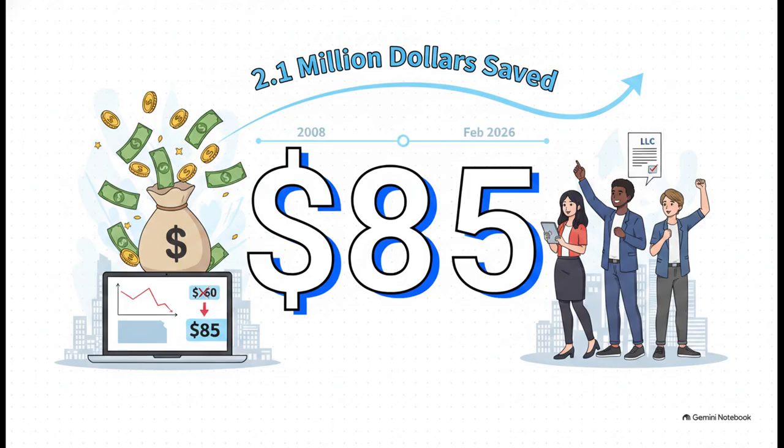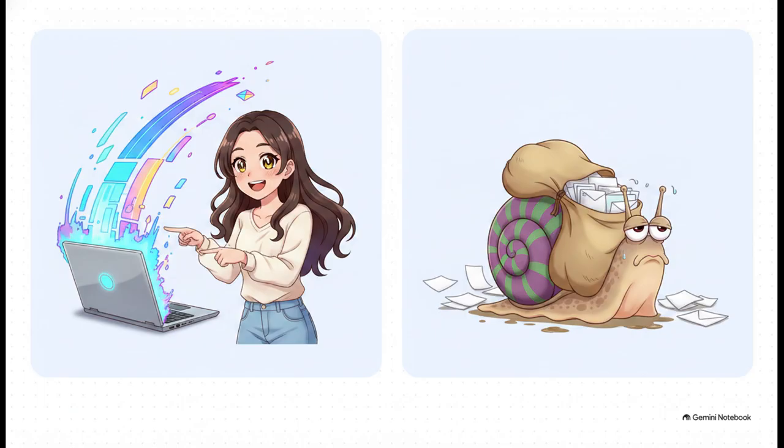This is a fantastic update. Actually, it's the first comprehensive fee update since 2008, and it's saving small businesses an estimated $2.1 million every single year. So you'll submit this fee along with the Form DL, which is known as your Articles of Organization.